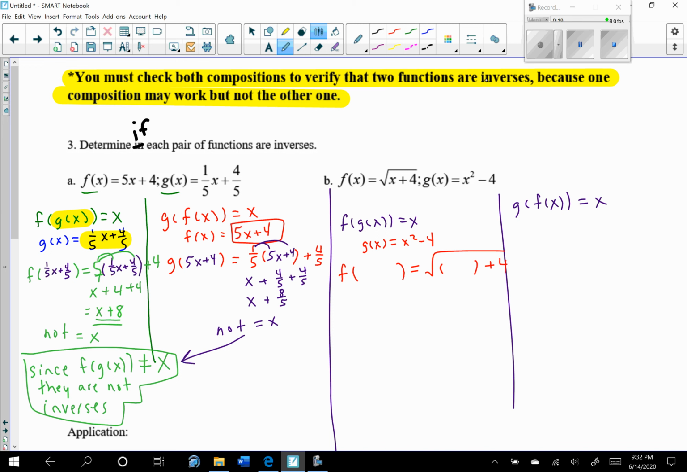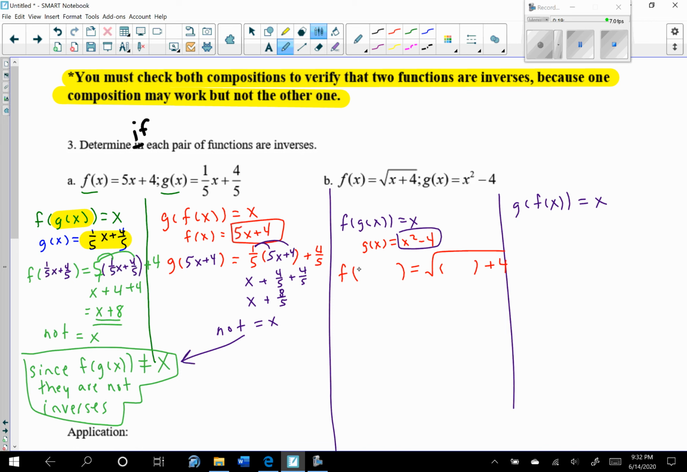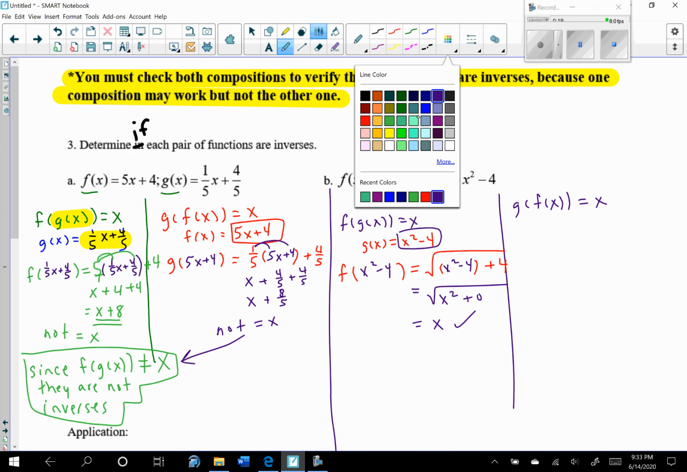What goes in that parenthesis? We know the g of x function, so x squared minus 4. And when I simplify, square root of x squared, negative 4 plus 4 is 0. So the square root of x squared is just x. So this one checks out, but again, you have to show the other side because sometimes it might work for one and not the other. So always check both sides.